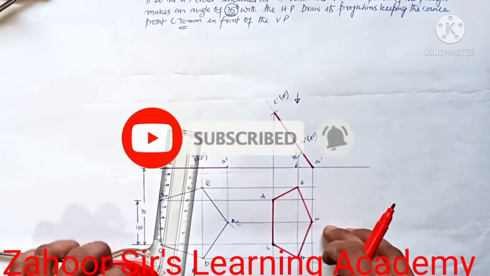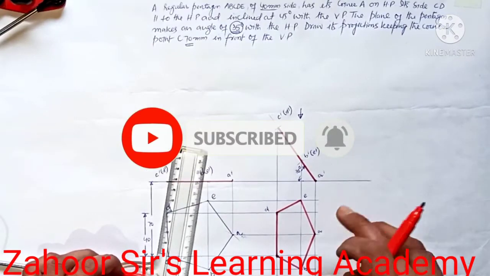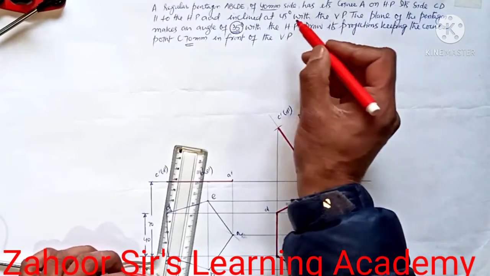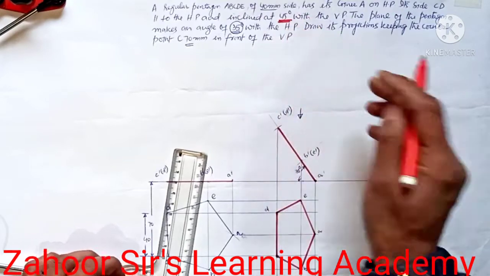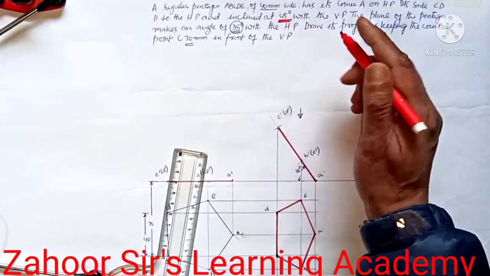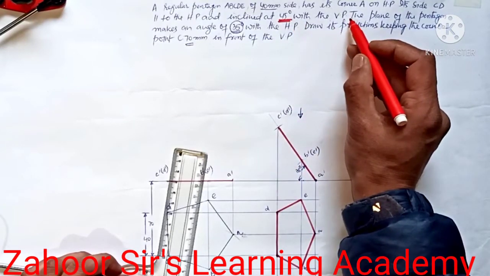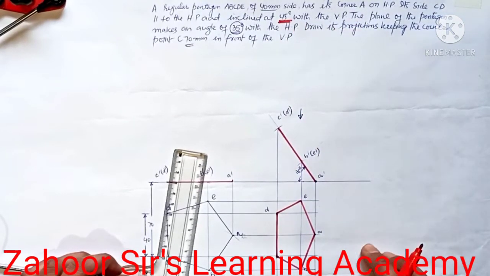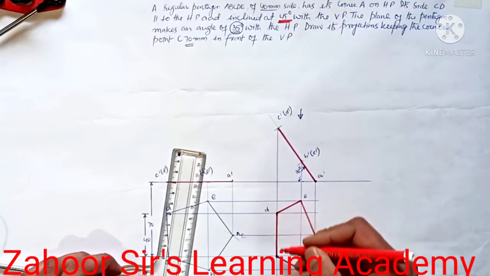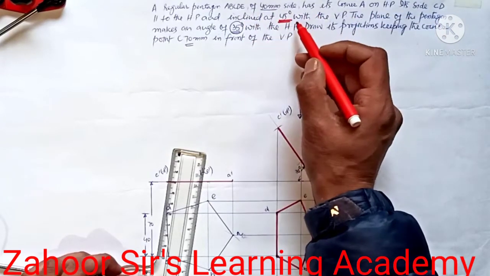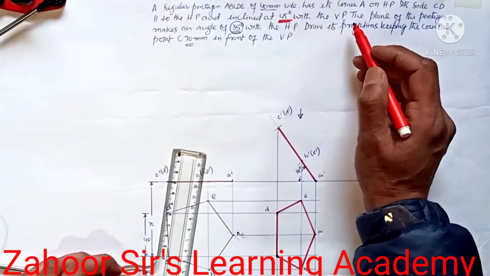See, this is the top view of the pentagon. Now we need to go for condition 2. What it says is that the side CD is making an angle with the VP. That means this is stage 2 of the plan. We need to rotate this side CD at an angle of 45 degrees with the VP.